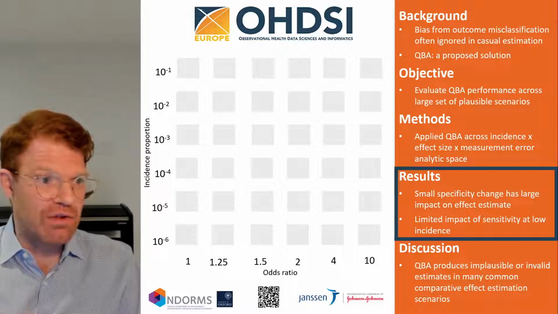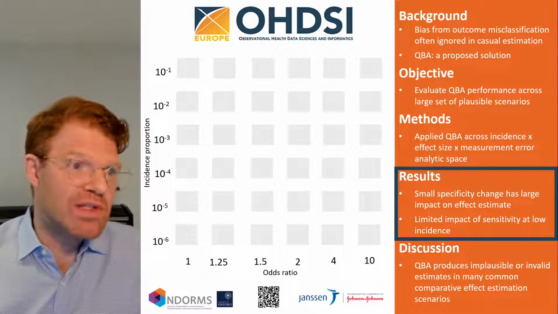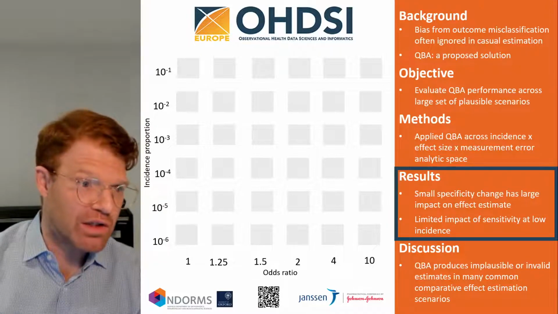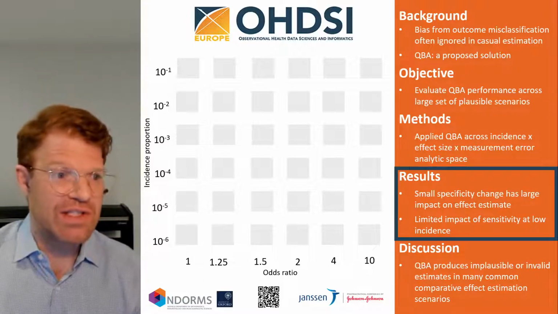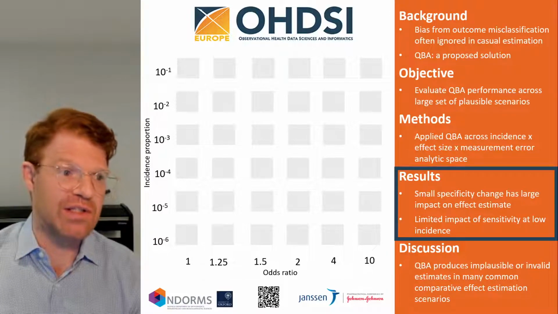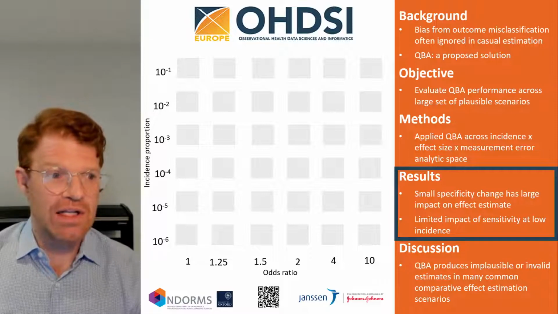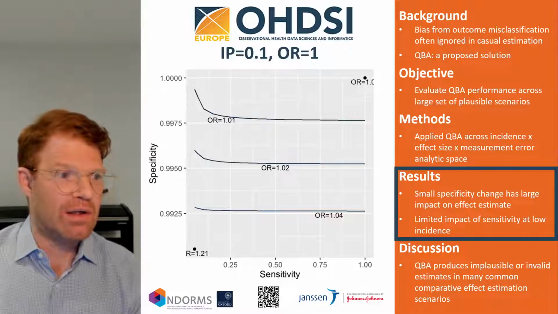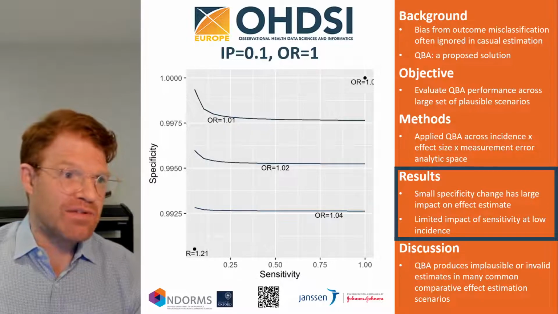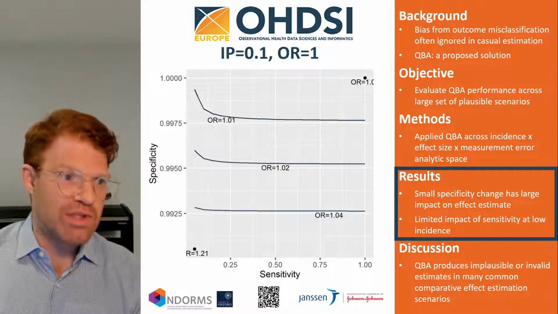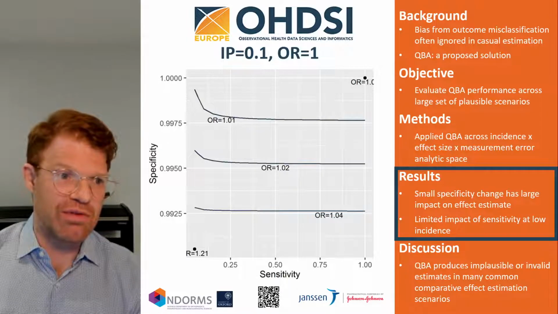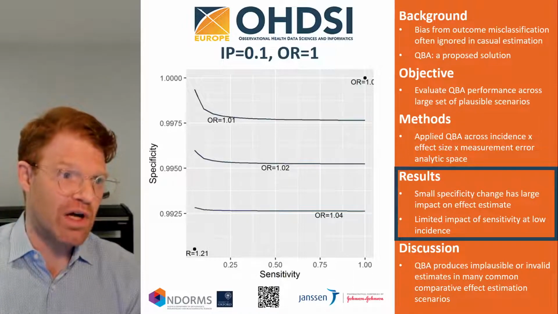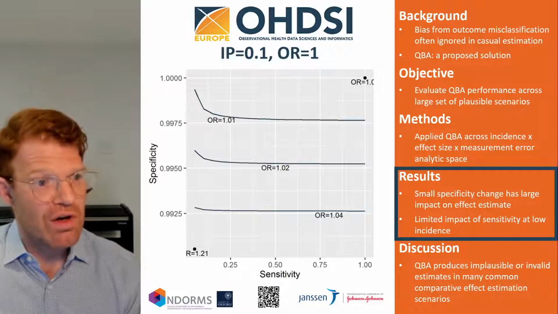Here's a visualization of the grid space. The rows represent the input incidence proportions, and the columns represent the input uncorrected odds ratios. Each cell is its own sensitivity by specificity plot for a unique incidence proportion by odds ratio combination. Let's review the plot where the incidence proportion is 10% and the uncorrected odds ratio is 1. In this scenario, we see a range of specificity values on the y-axis from 99 to 100%, and sensitivity on the x-axis ranges from 5 to 100%. With no measurement error, the sensitivity and specificity each equal 100%. We see the null estimate in the upper right.